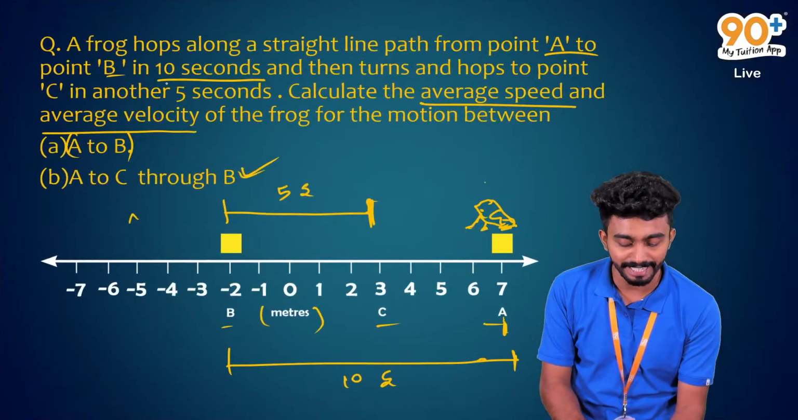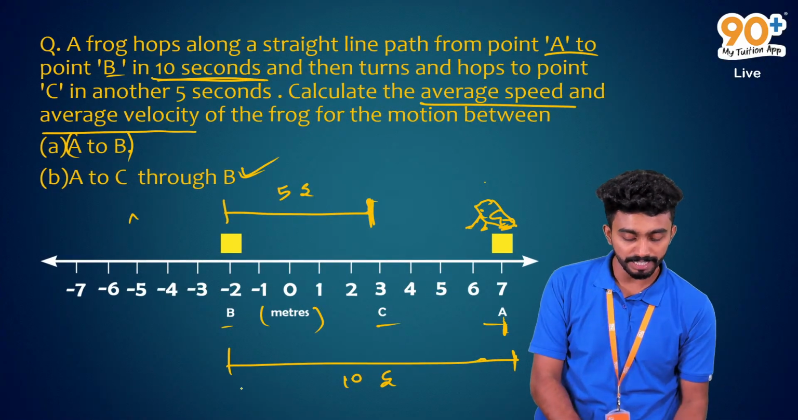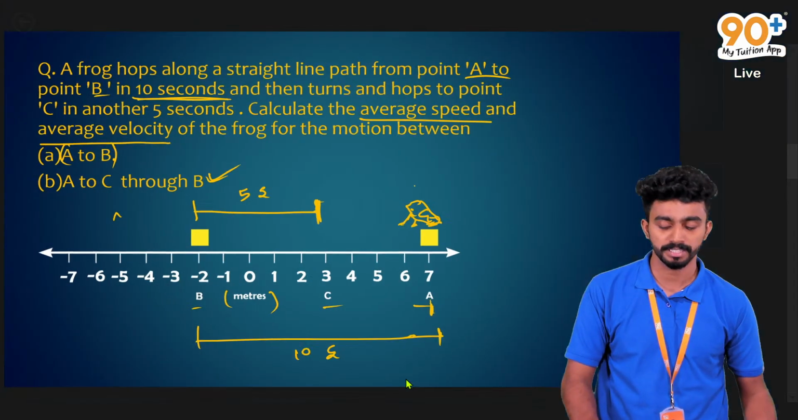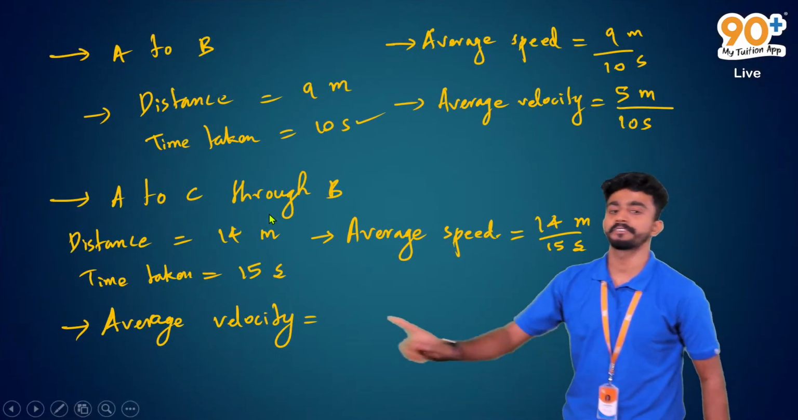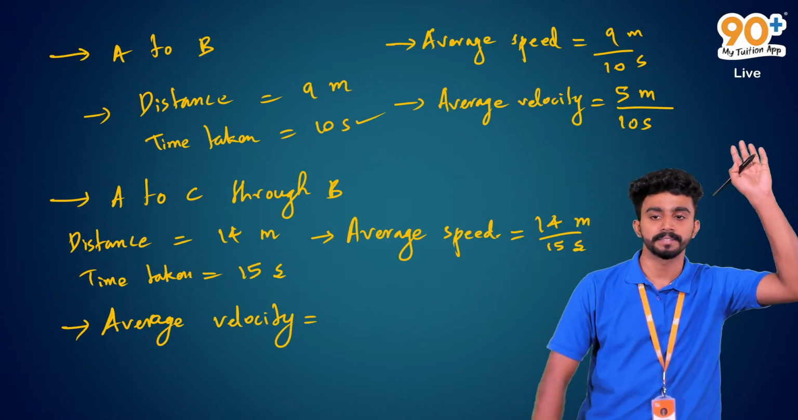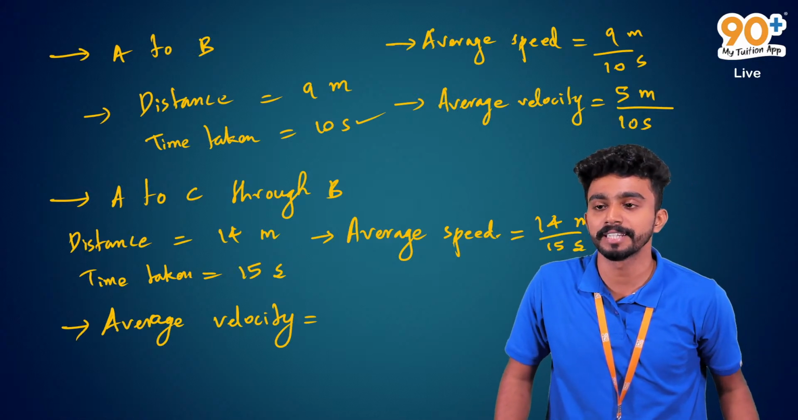How did we get 10 seconds? It is given in the question. From A to B, it is taking 10 seconds. I hope it is clear. Now, in this case, we have to find the average velocity. Who will be telling me? So this is the average velocity we will get.